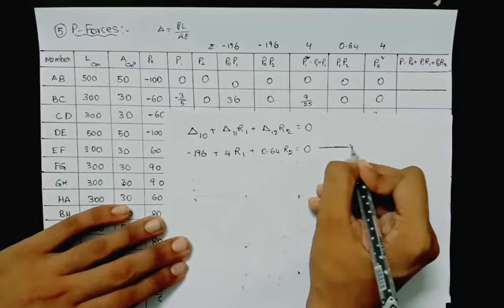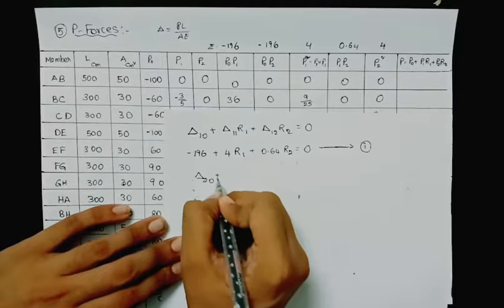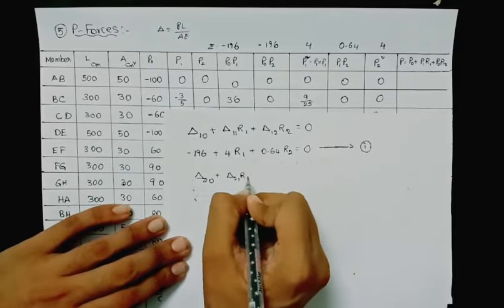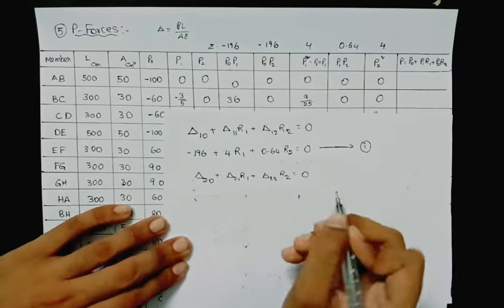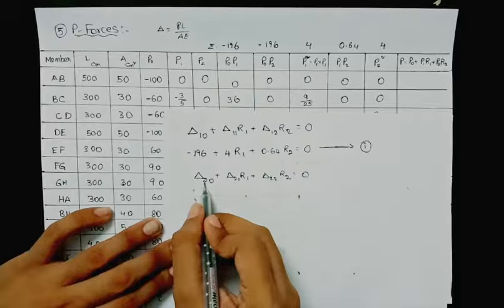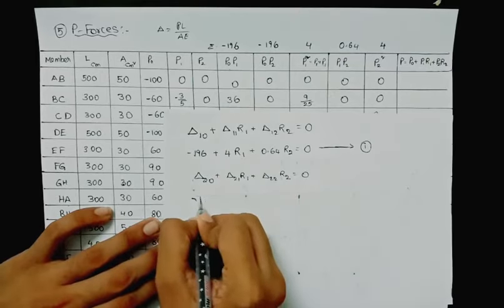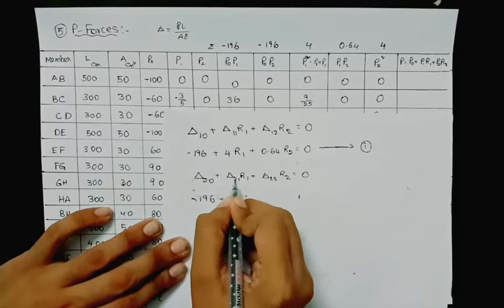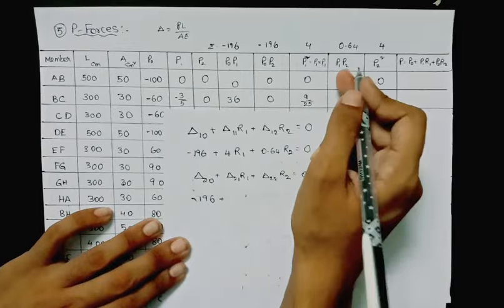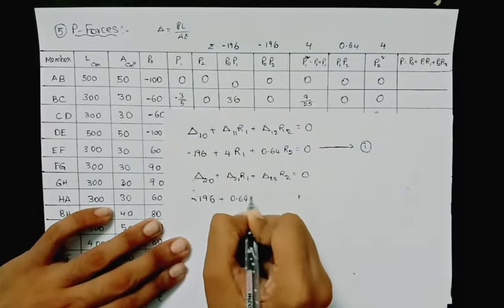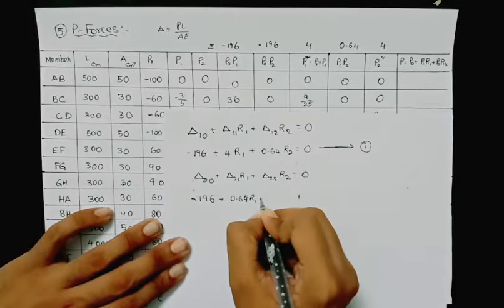So this is the first equation, and the next compatibility equation is delta 20 plus delta 21 into R1 plus delta 22 into R2 equal to 0. So here you observe that it is 20. This is 02. So you have to take this value. It is -196 plus 21. Here 12. 21, 12. So it is related to this value. So take this value. If you don't know how to substitute, use this technique.